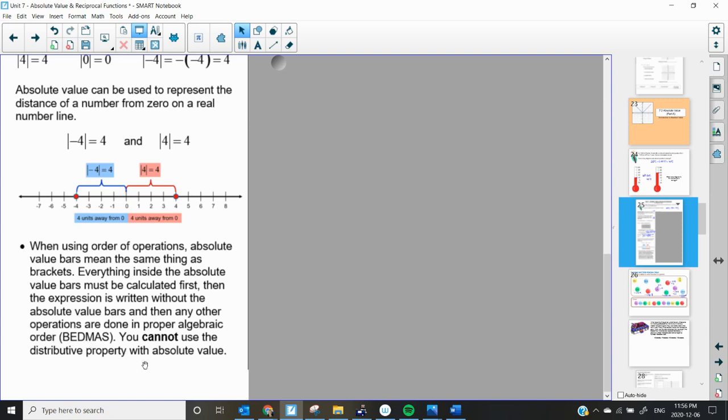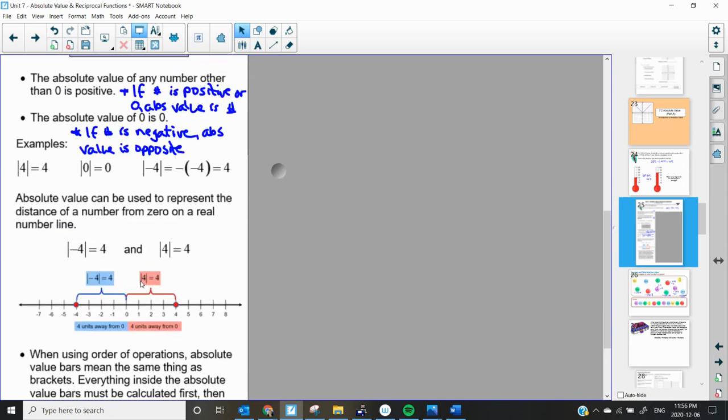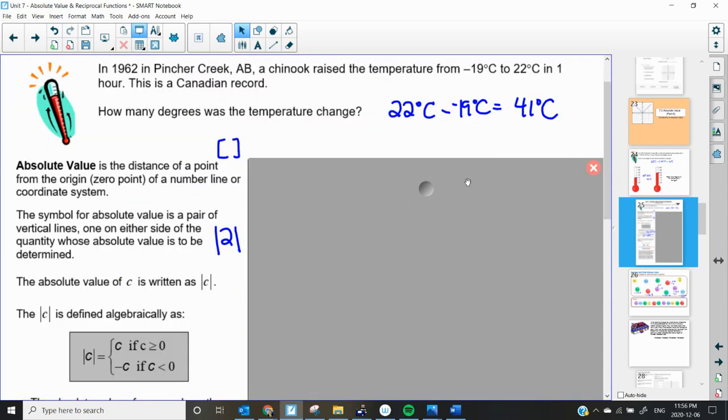You cannot use the distributive property with absolute value because everything has to be evaluated inside. Once we know whether it's a positive or negative value within the absolute value symbols, we take the absolute value, then we can multiply everything else. So unlike brackets, we can't just multiply through or distribute through. All right, so let's take a look at some examples.